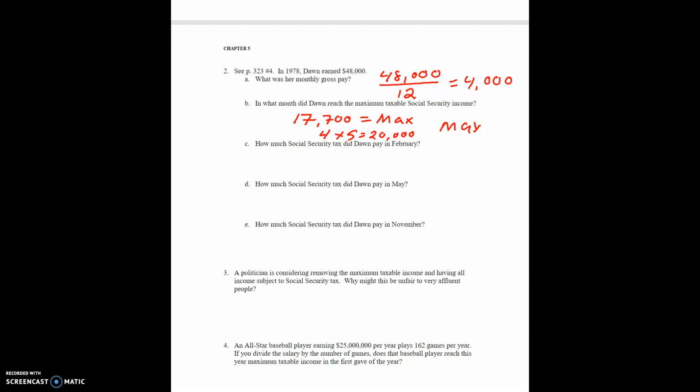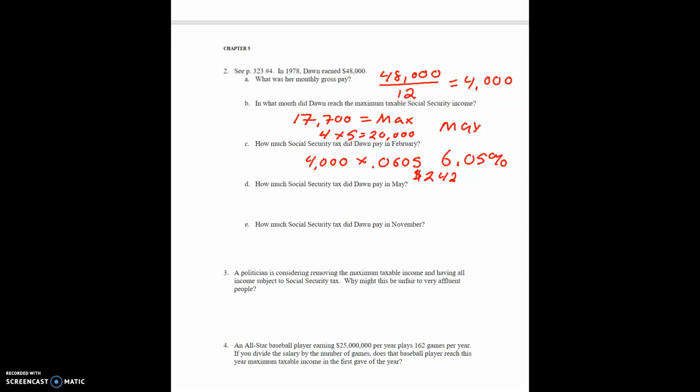Okay. How much Social Security tax did Dawn pay in February? So 4,000 is your monthly pay. Okay. And back in 1978, your rate was, again, from the table, 6.05%. So times 0.0605 gives you a monthly of $242.